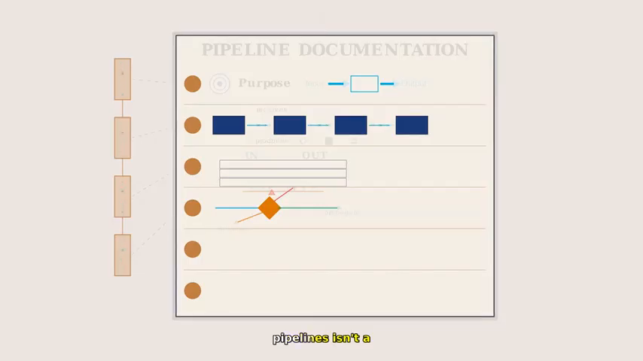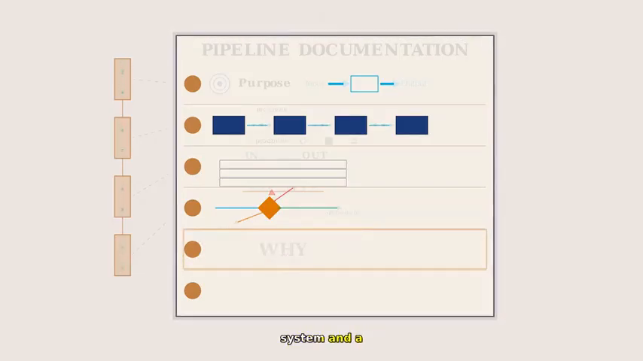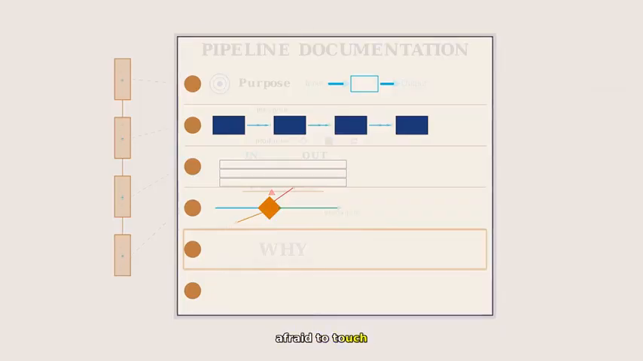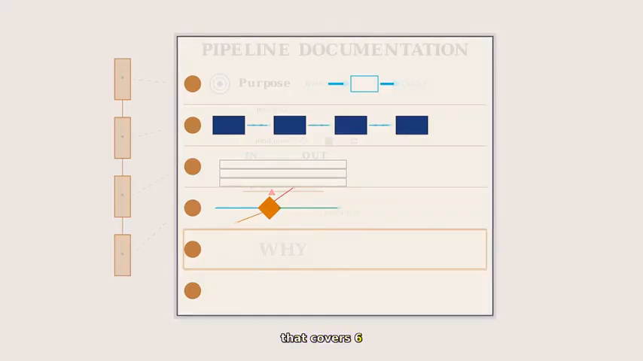Documentation for AI pipelines isn't a nice to have. It's the difference between a maintainable system and a black box you're afraid to touch. At minimum, every pipeline needs documentation that covers 6 elements. First, a clear purpose statement. What does this pipeline do? What problem does it solve? And what are its expected inputs and outputs at the overall level?